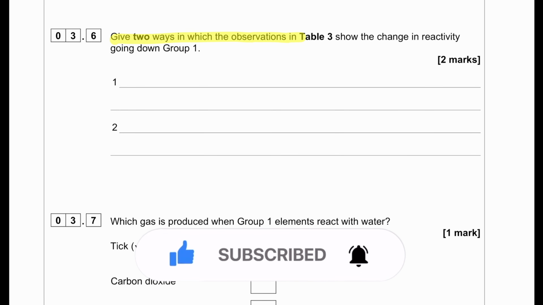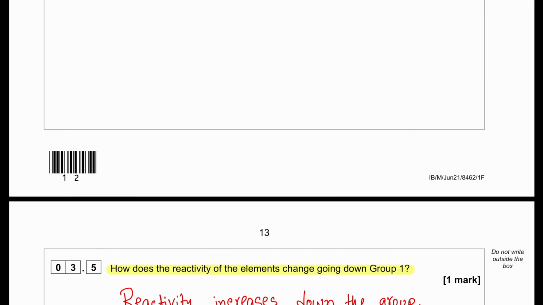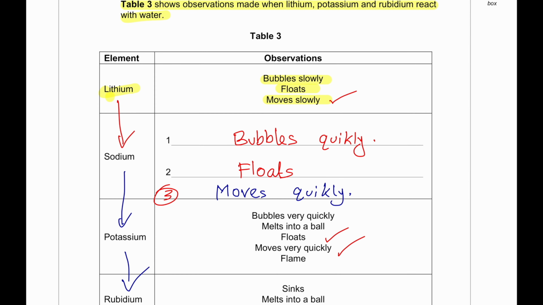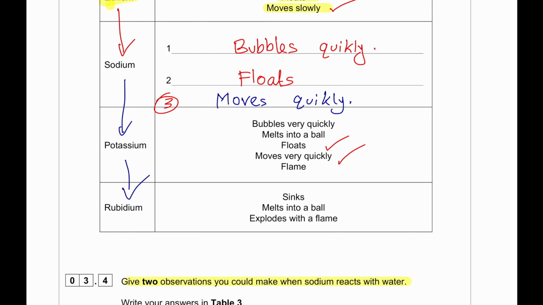Give two ways in which the observations in table 3 show the change in reactivity going down group 1. So going down group 1, we will notice that the bubbles start forming more and more quickly. The rate of bubble production increases. We can also state that going down the group, the lithium moves slowly, and the sodium moves a little bit more quickly. Potassium moves even more quickly, and rubidium explodes into a flame. So we can see that they are moving faster.